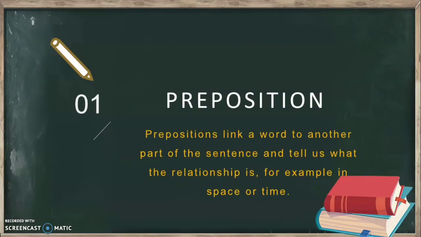A preposition links a word to another part of the sentence. So it functions as a glue or a connector. It tells us what the relationship is. For example, we have different prepositions referring to place or time.